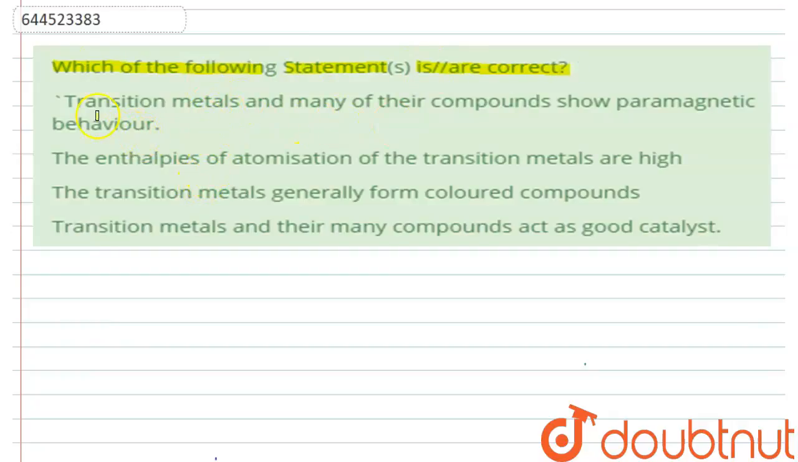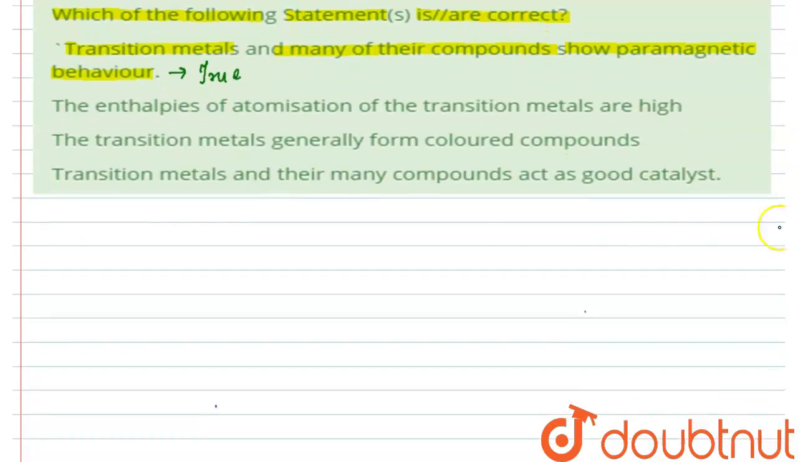Now, the first statement says that transition metals and many of their compounds show paramagnetic behavior. This is a true statement. Why? Because transition metals have one or more unpaired electrons in their d subshell, and due to the presence of one or more unpaired electrons, most of them show paramagnetic behavior, right? So let me just write it down.